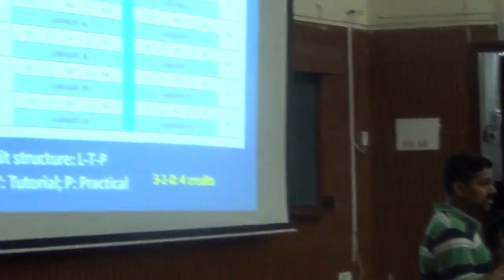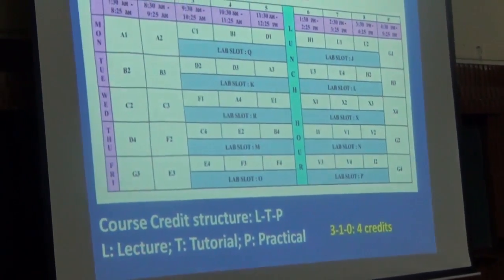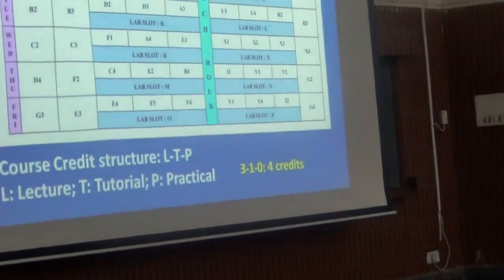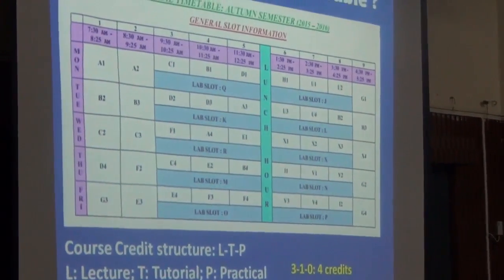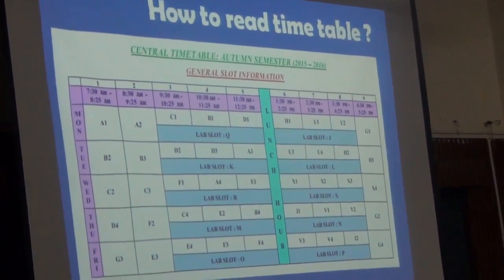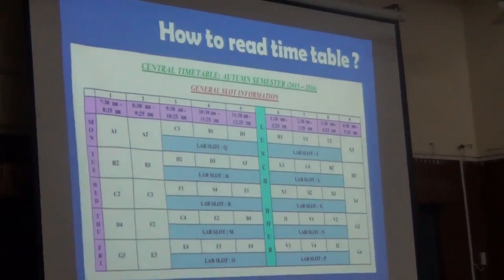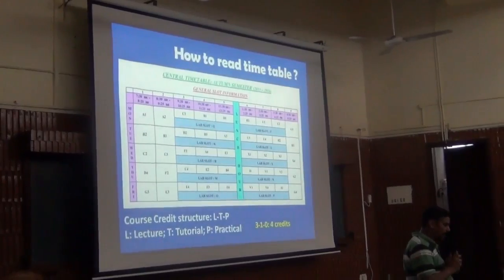So L stands for lectures, T stands for tutorials, and P stands for practicals. If it is a 310, it means 3 lectures per week given by the respective faculty, 1 tutorial per week, and 0 means there is no lab associated with that particular course. So overall it gives you 4 credits.